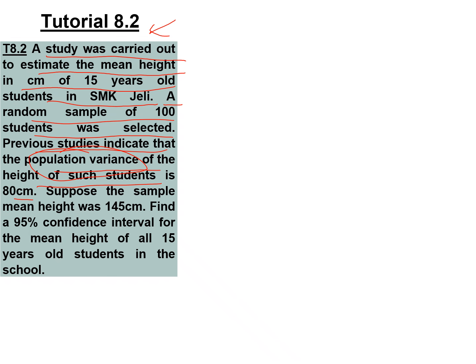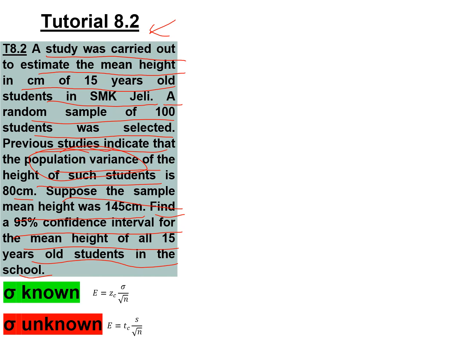Population variance, however, relates to the population standard deviation by the square root. Suppose the sample mean height was 145 cm. Oh, now we have the sample mean 145. Find the 95% confidence interval for the mean height of all 15-year students in the school here. For this case, we have the population variance related to the population standard deviation. So again, we're going to use this formula. We are not going to use another formula here.